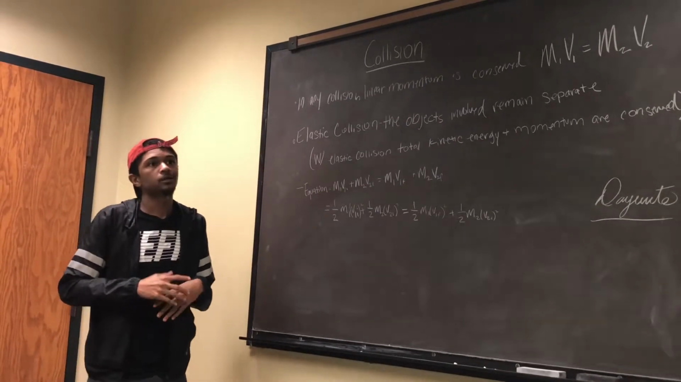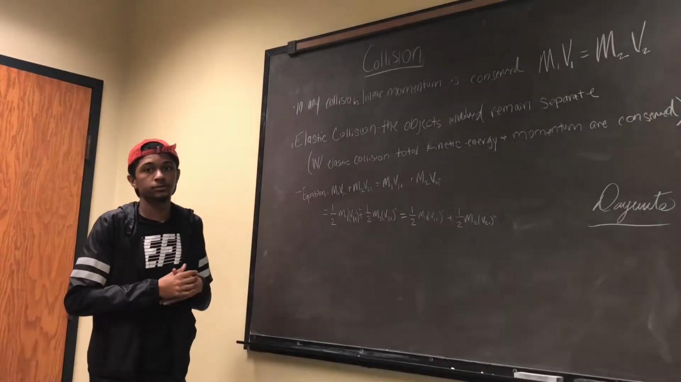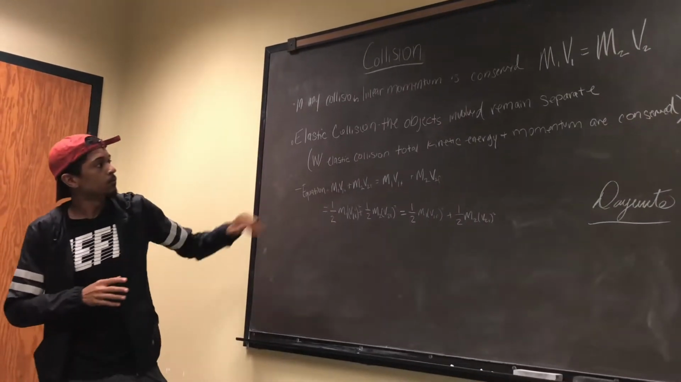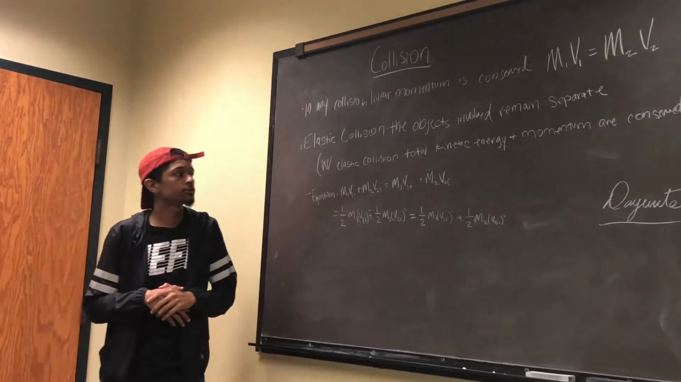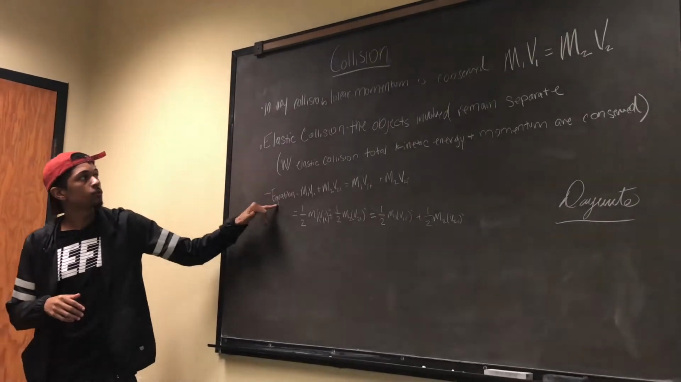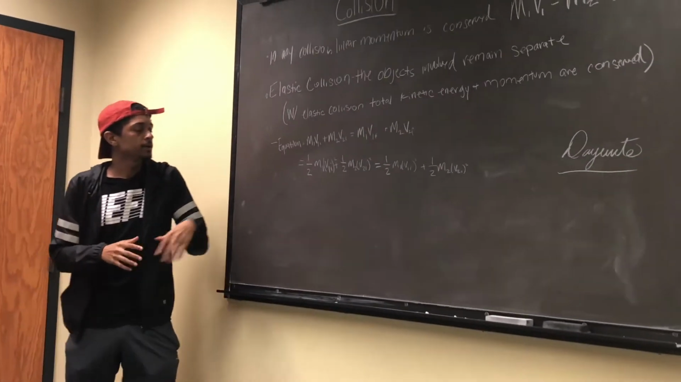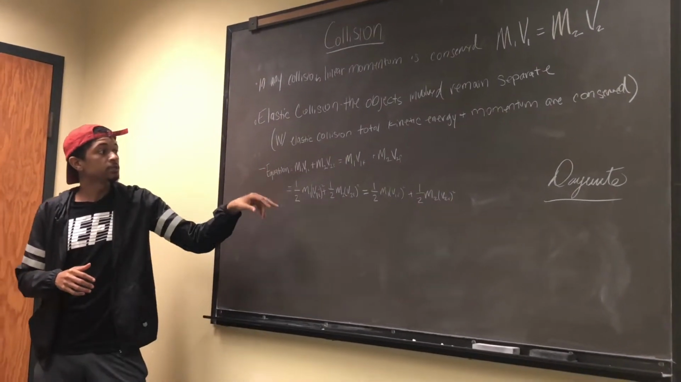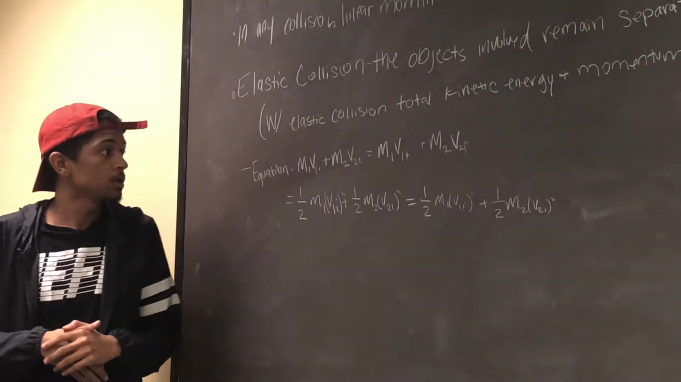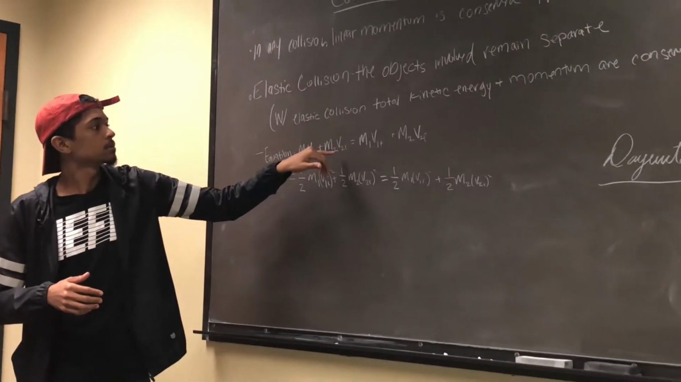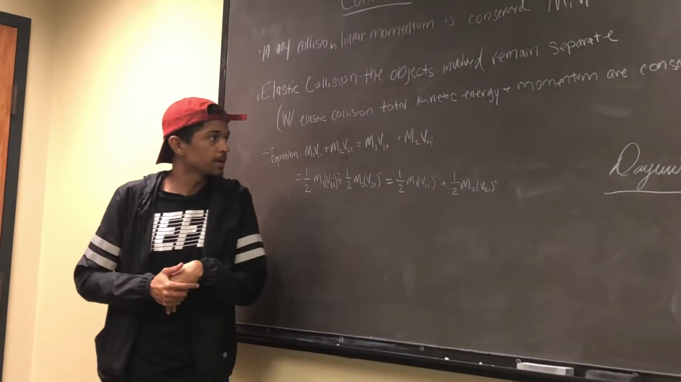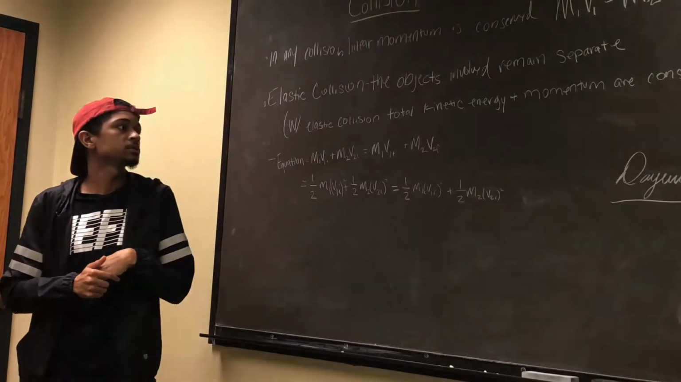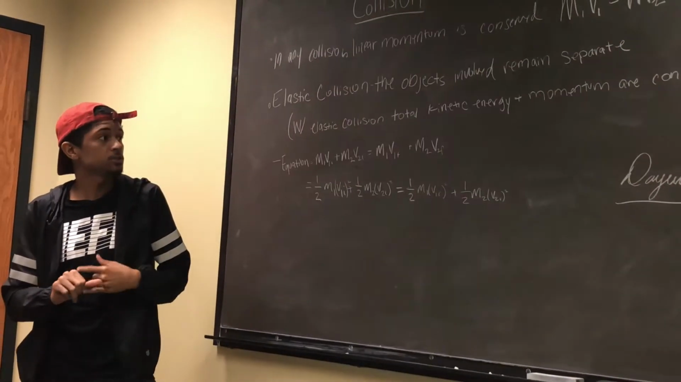An example of this would be a soccer ball or billiards, a pool. With an elastic collision, total kinetic energy and momentum are conserved. The equation for elastic collision would be mass 1 times velocity 1 initial plus mass 2 times velocity 2 initial equals mass 1 times velocity 1 final plus mass 2 times velocity 2 final.